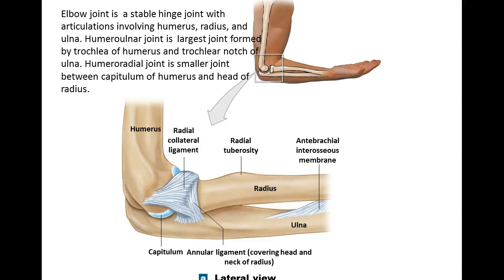These are two portions on the humerus and ulna that fit together to form this joint. And then you have a humeral radial joint, smaller. It's between the capitulum of the humerus and the head of the radius. And mostly that works to stabilize the joint.